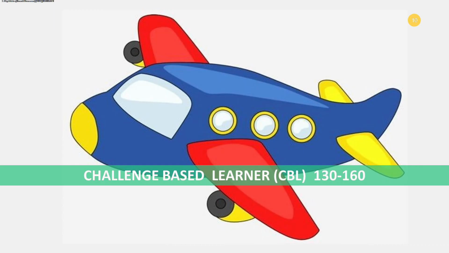If you look at the challenge-based learner, they can be compared to a helicopter or a plane. So the speed is 130 to 160. They're very, very fast compared to the 3 categories below. But again, it has its merits and it has its demerits. Speed need not be safe. Speed can also sometimes cause accidents.